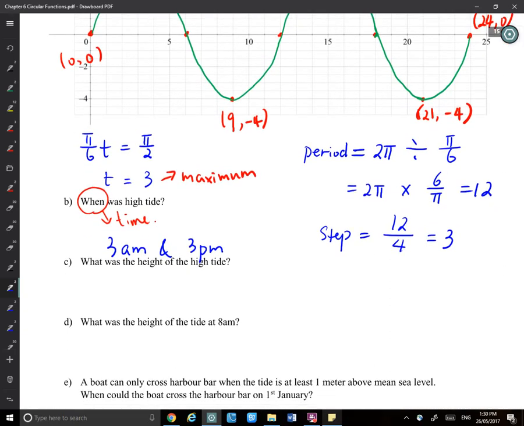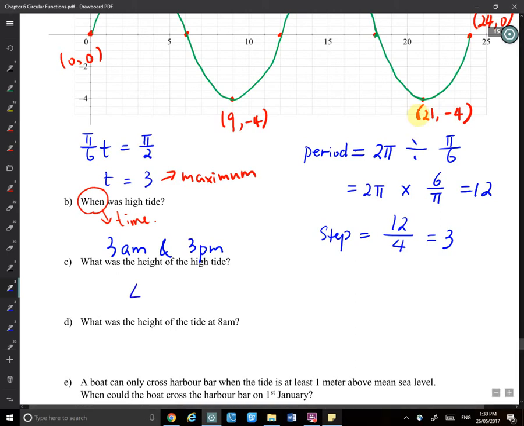What was the height of the high tide? 4 meters. Okay, that's our maximum value.